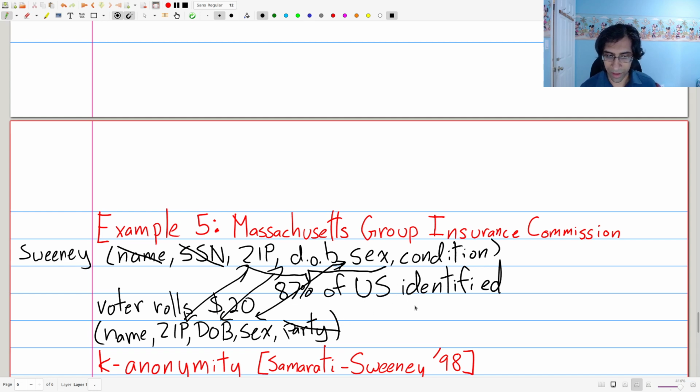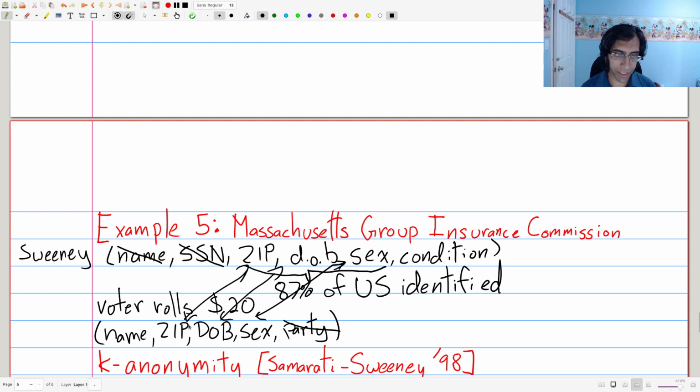So this seems like a valid attack, and indeed Sweeney was able to pull this attack off. And in a rather dramatic flair, she sent the governor, Bill Weld, his own medical records, refuting the fact that he said that this would be appropriately private. So that's kind of cool. Now, what do you do? How do you solve this type of problem?